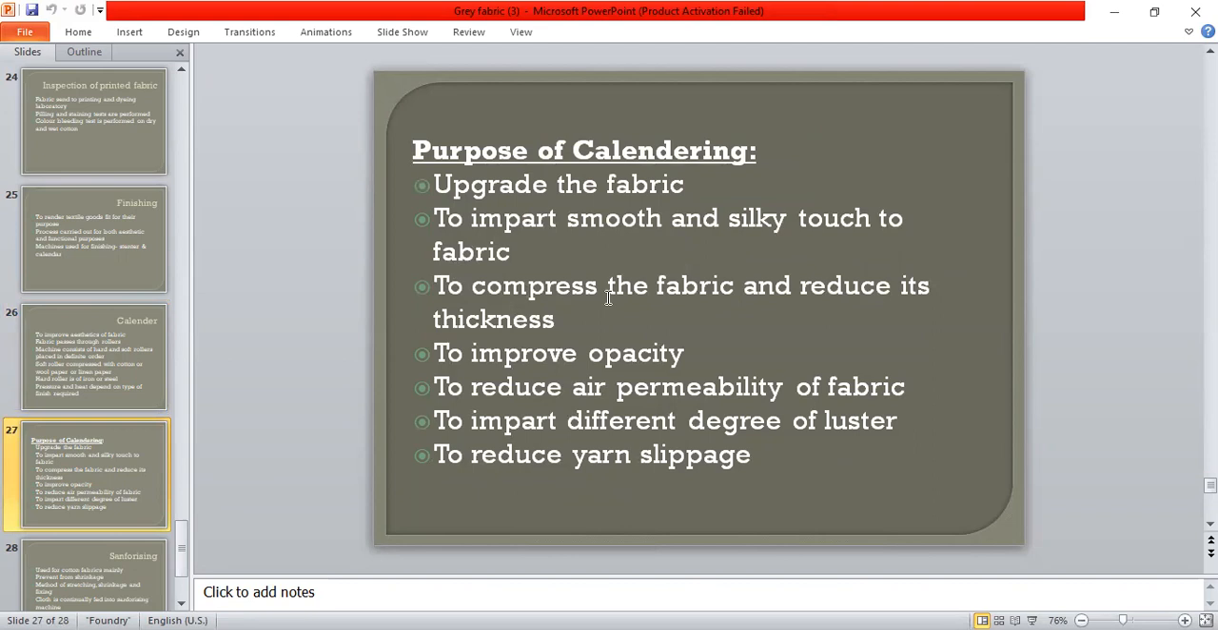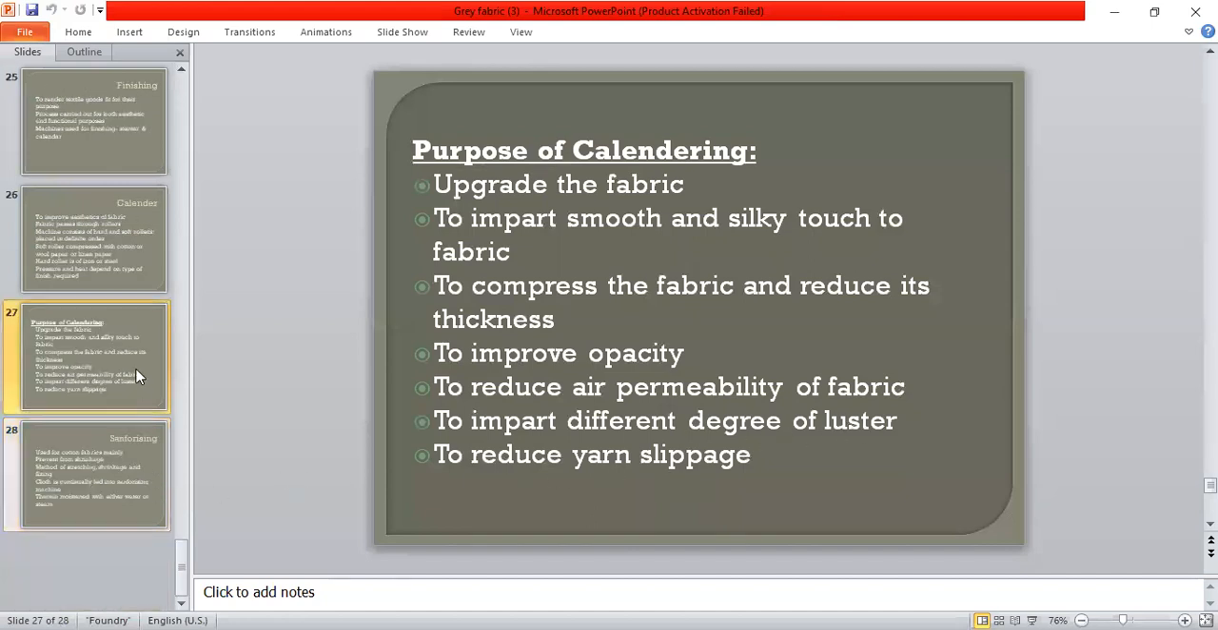So these are the purposes of calendaring: to upgrade the fabric, to impart a smooth and silky touch to the fabric, to compress the fabric and reduce its thickness. They compress the fabric and reduce its thickness. To improve the opacity, to reduce air permeability of the fabric, to impart different degrees of luster, to reduce yarn slippage.